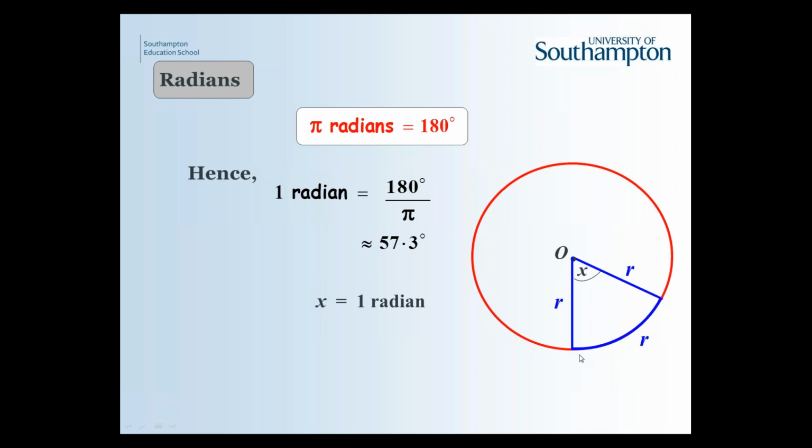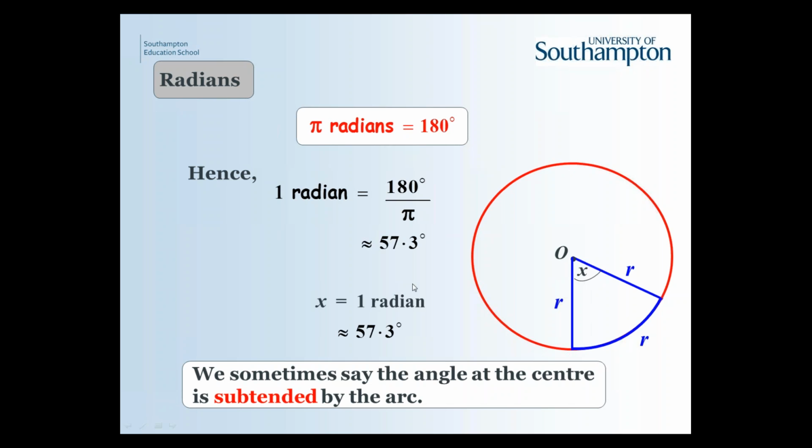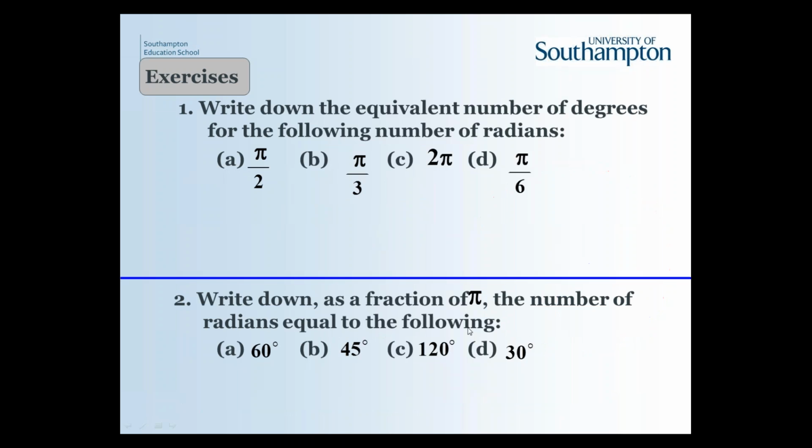So the angle at the centre is subtended by the arc. That's just terminology, which is a bit helpful in the circle theorems when we use that word, subtended. But I think I'm doing circle theorems... Have I done circle theorems? No, I think I'm doing that with you at the ISW. So we'll talk about that a bit more then.